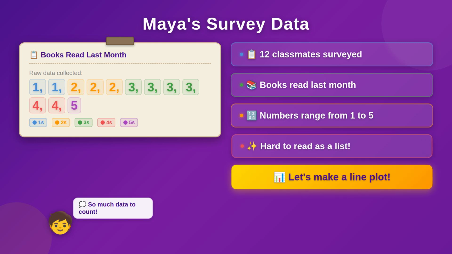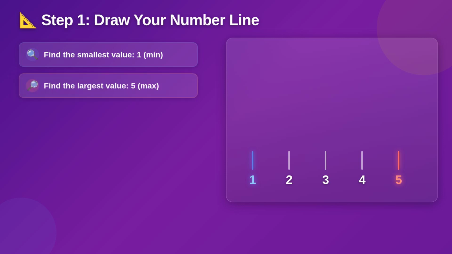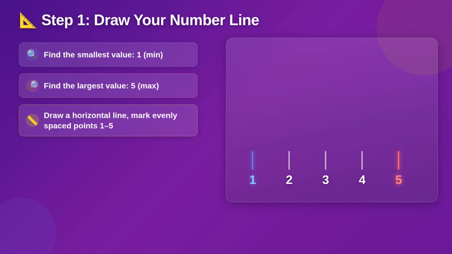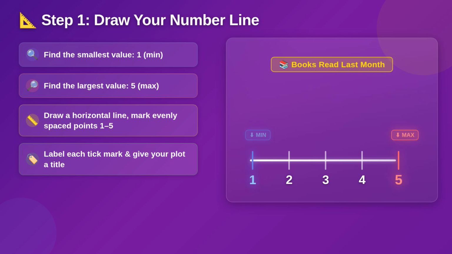Let's turn Maya's list into a line plot. Before you can place any dots, you need the foundation, your number line. Start by finding the smallest value in your data. That's 1 for Maya. Then find the largest. That's 5. Draw a horizontal line and mark evenly spaced points from 1 to 5. Label each tick mark. Give your plot a title too, so anyone reading it knows what the data is about. This is your blank canvas.